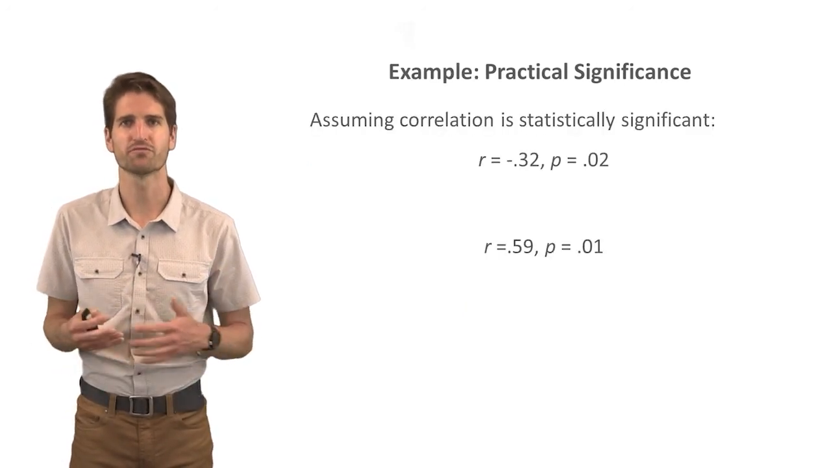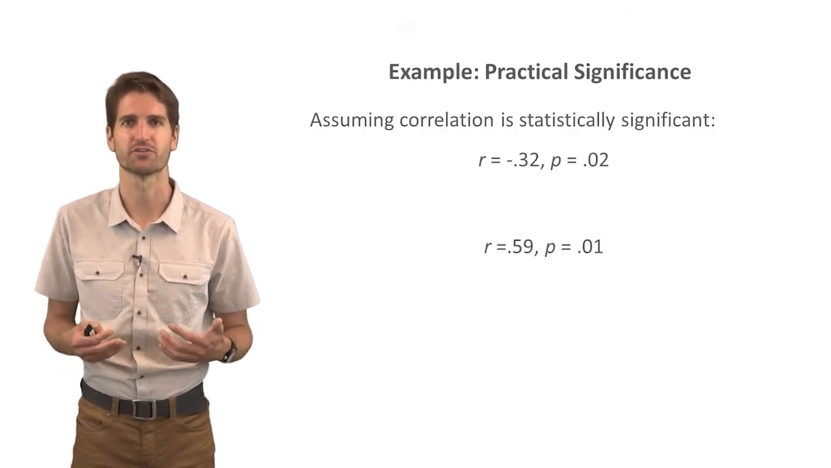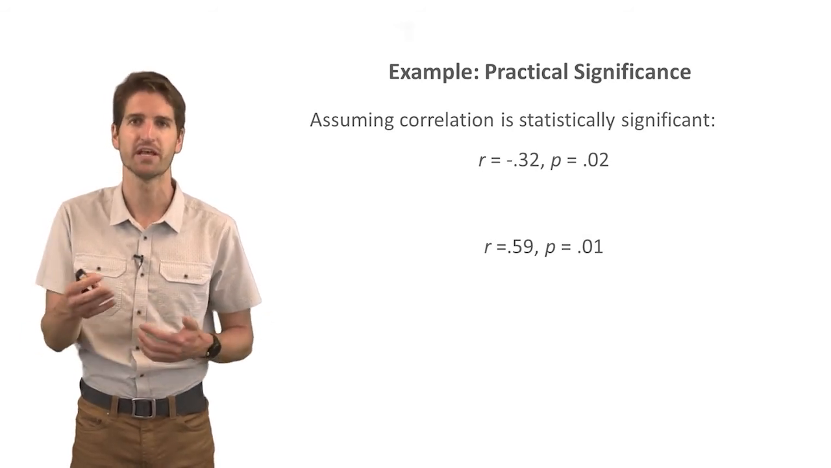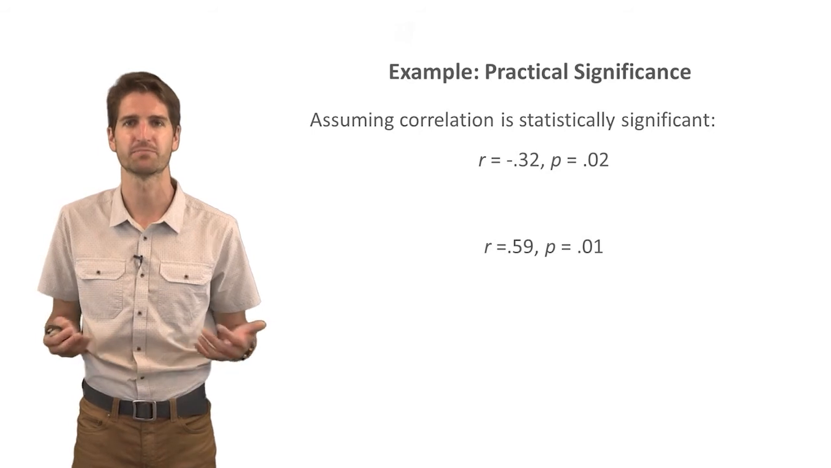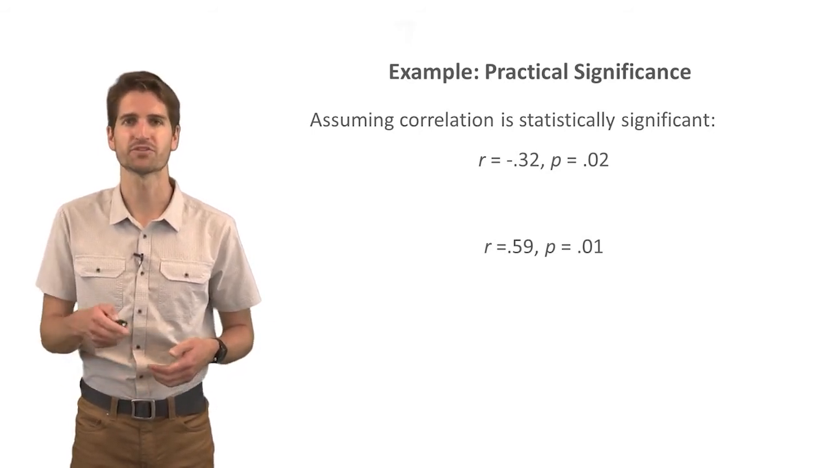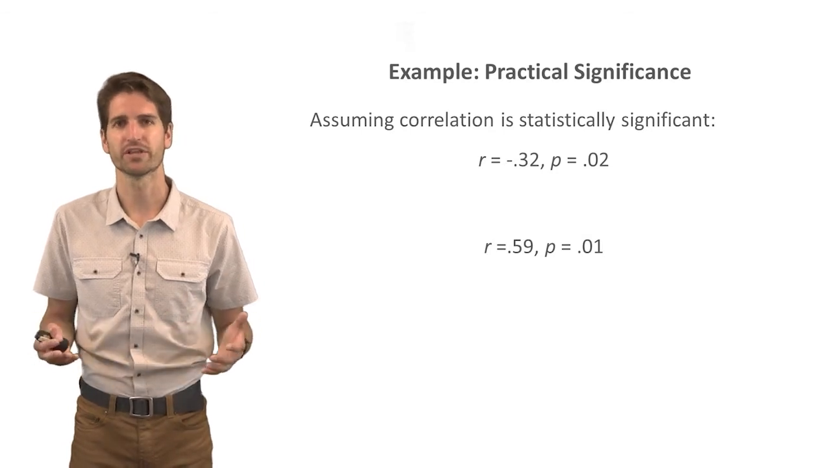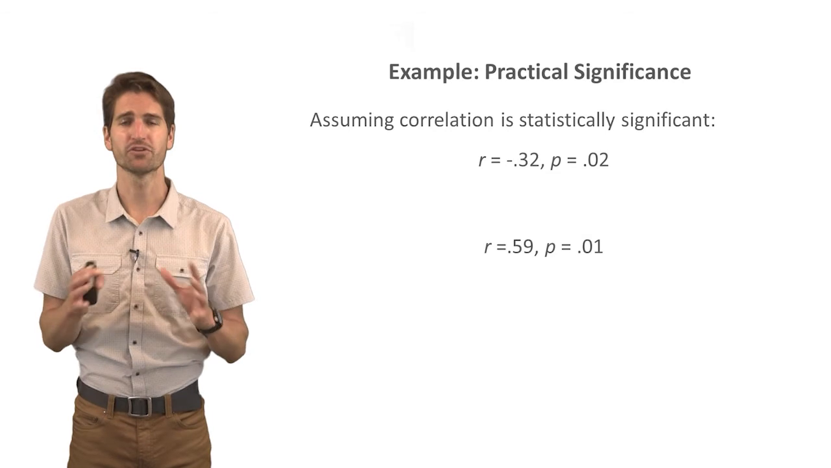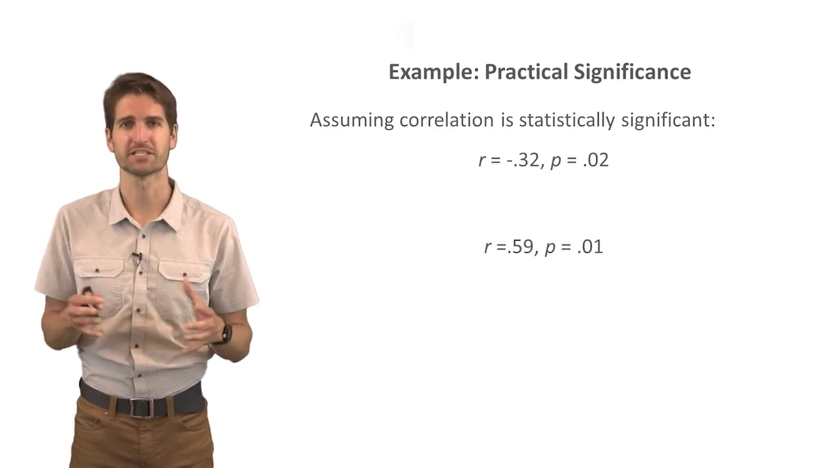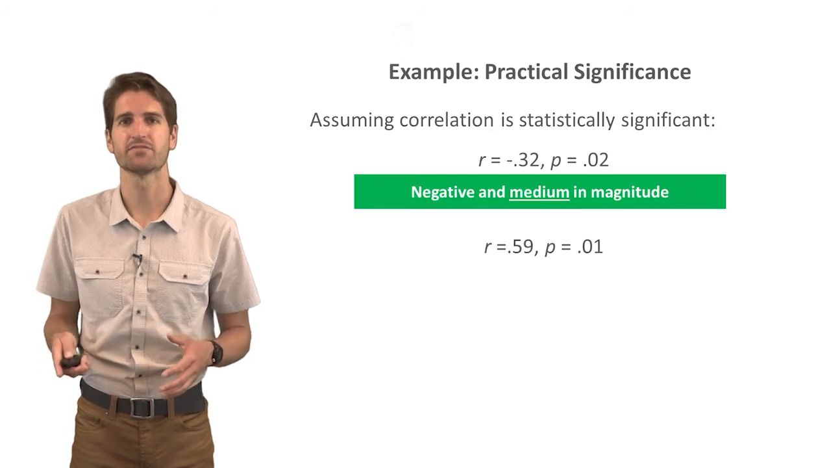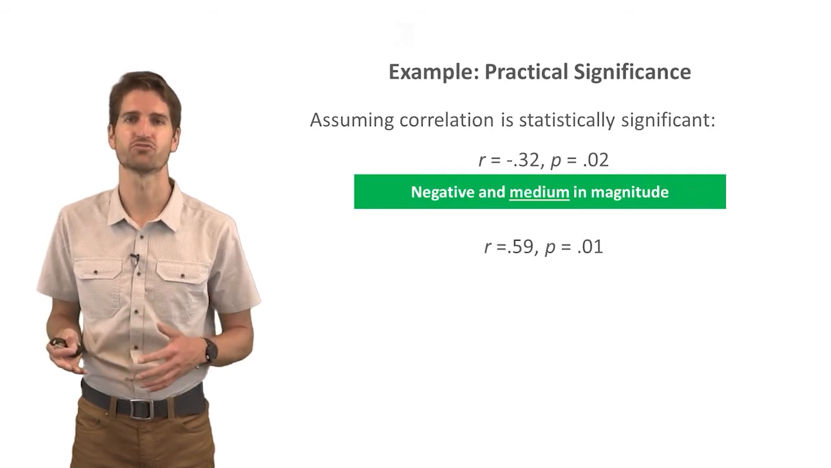So let's walk through a few examples of what practical significance looks like here. We're going to assume that these correlation values are statistically significant, and you can see that evidenced by the p-values here being less than 0.05. So let's start with the first one. We see the correlation, or r, is equal to negative 0.32. If you look at this using that rule of thumb from the last slide, Cohen's rule of thumb, we would say that this is a negative and medium in magnitude relationship.